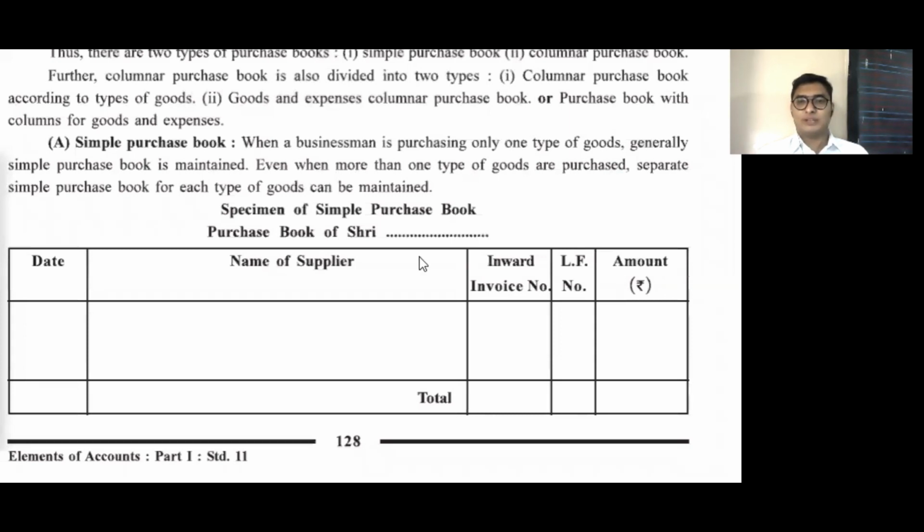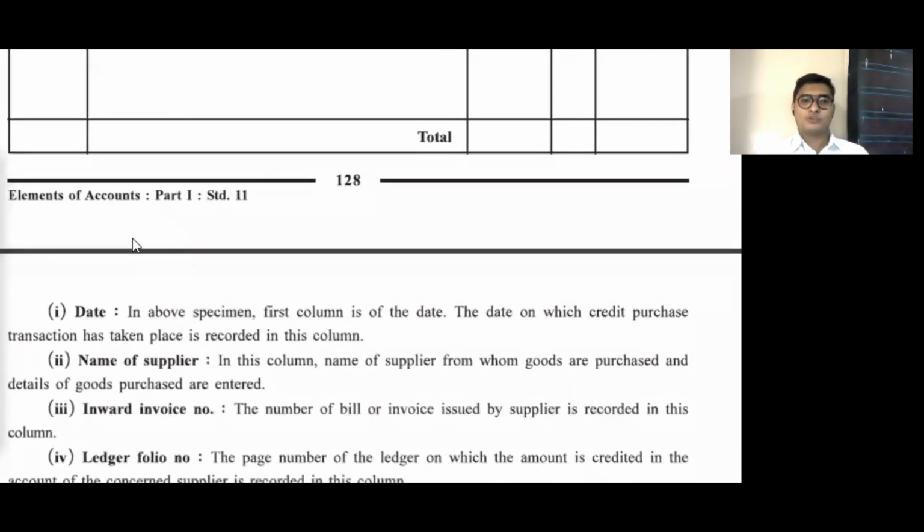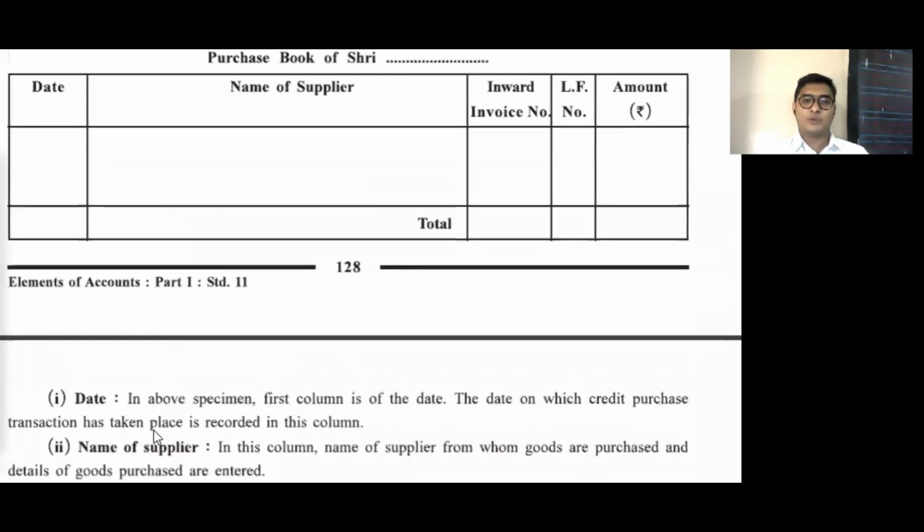This is a very simple chapter, and in examination it can be of 4 to 5 marks. This is the very basic sum for purchase book and a very simple chapter as I have said. First of all, date, that you know very well from the chapter journal entry. We have to write down the date on which the transaction occurred.